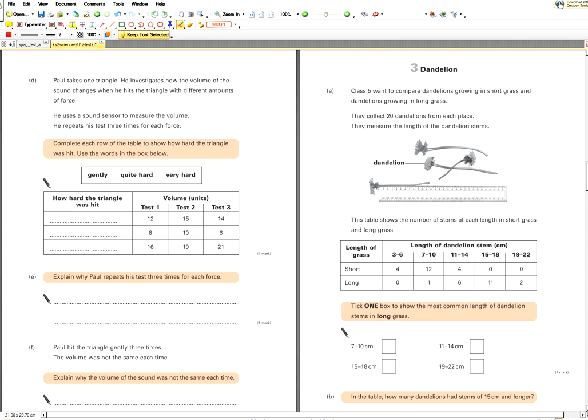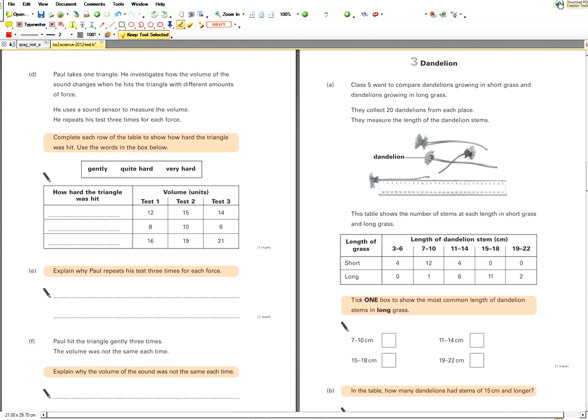Okay, right. We are doing a science paper now. Paul takes one triangle. He investigates how the volume of the sound changes when he hits the triangle with different amounts of force. He uses a sound sensor to measure the volume. He repeats his test 3 times for each force. So, we have to now use these words in here.